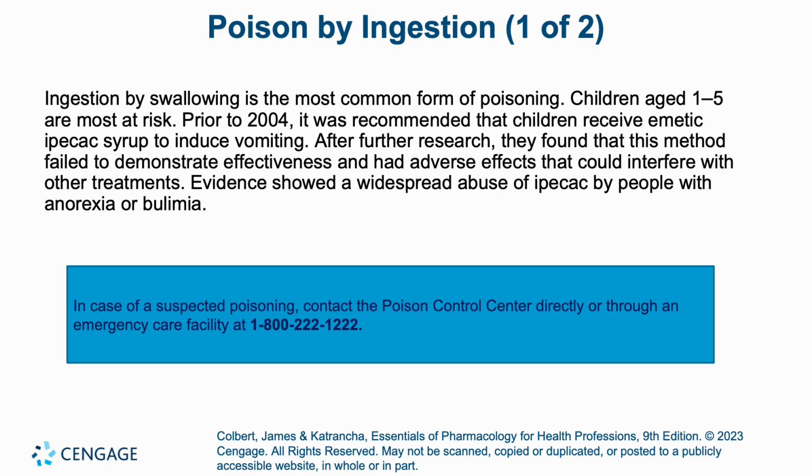In case of a suspected poisoning, contact the Poison Control Center directly or through an emergency care facility at 1-800-222-1222. And you can also go to their website and request magnets or cards. I have a magnet on my fridge that has the number of Poison Control, just so if I ever forget, it's right there in case one of my children, or husband, or anyone in my household ever comes across poison unintentionally.